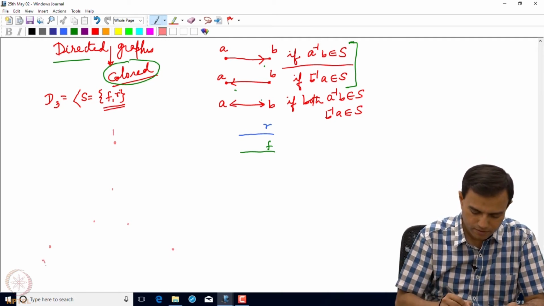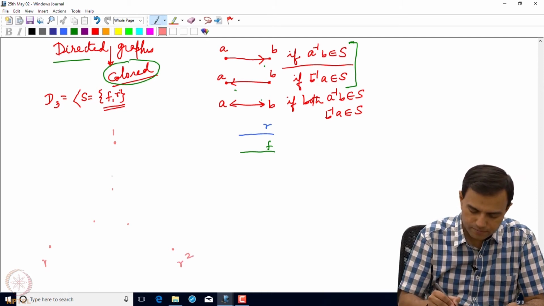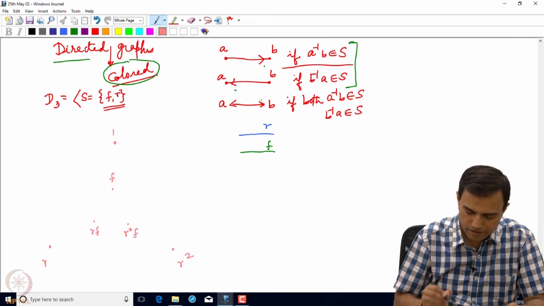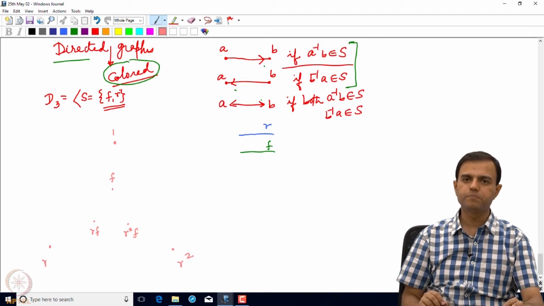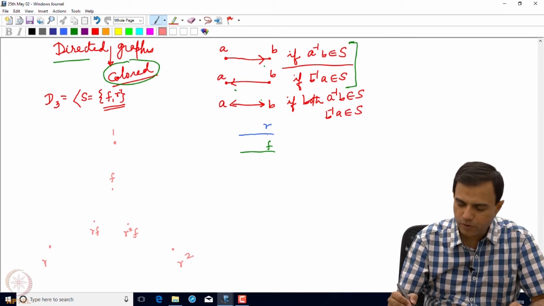1, R, R square, and F, RF, R square F. So these are vertices. And how to put color and direction? So first I am going to do it for R.